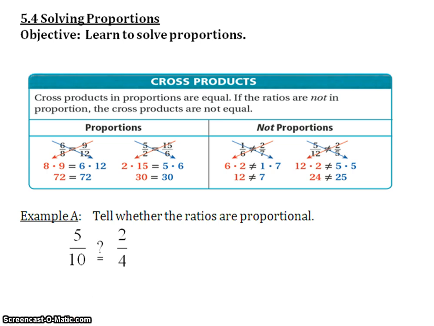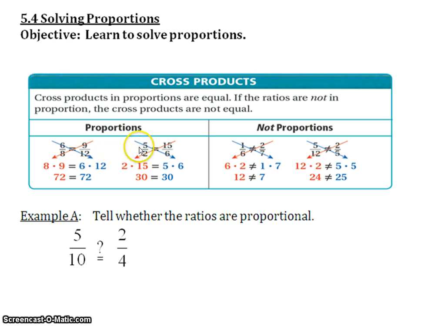Remember, cross products in proportions are equal. If the ratios are not in proportion, the cross products will not be equal. If we take a look on the left-hand side over here, there are two examples of proportions that are equal and proven by cross products. We take 6, multiply that by 12, and that'll come out to be 72. We could take 9 times 8, and that cross product would be 72. So these two ratios are proportions.